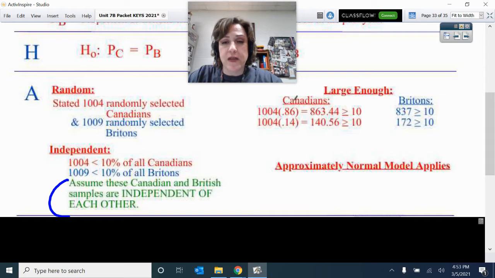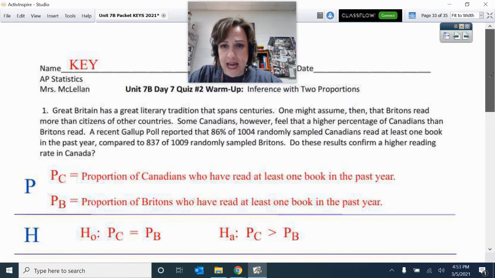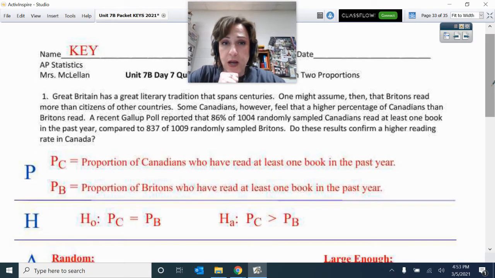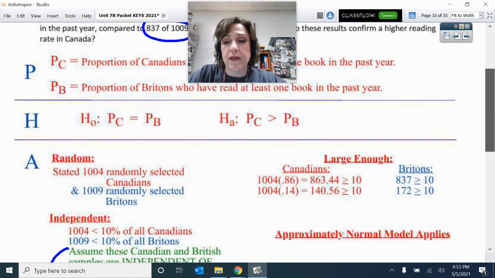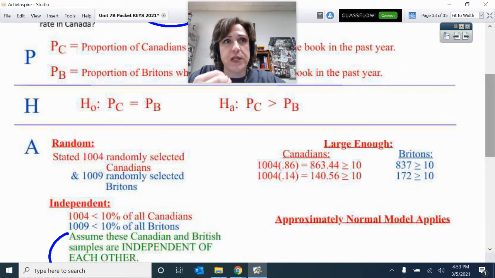All right, large enough. See how I separated this for the Canadians here. I have the at least 10 successes and failures. We do not have true P in this problem. These were the sample results for the Canadians, and these were the sample results for the Brits. So I use the sample results, and they were greater than or equal to 10 for the Canadians and for the Brits, 837 and 174. So the approximately normal model applies.